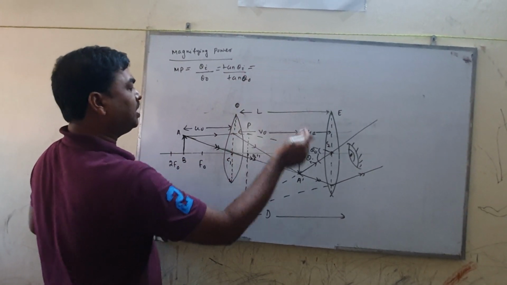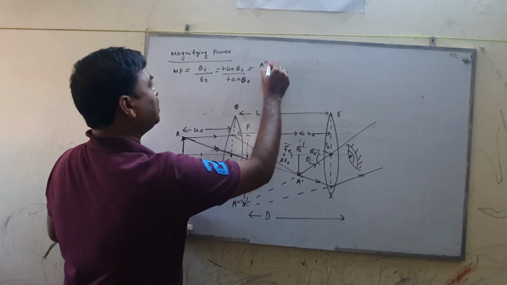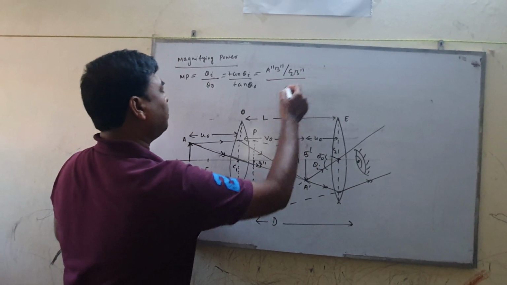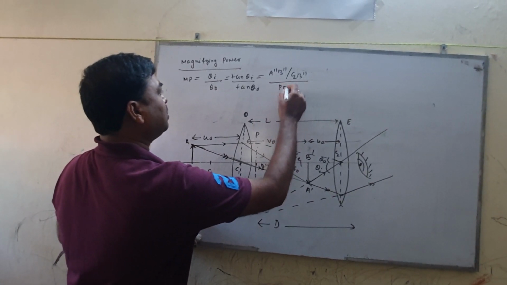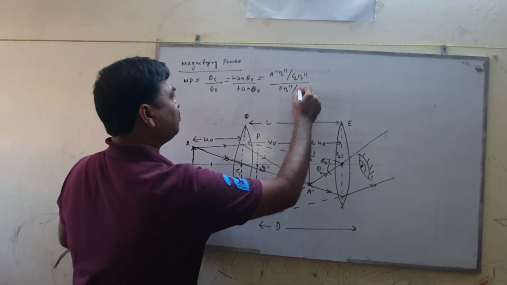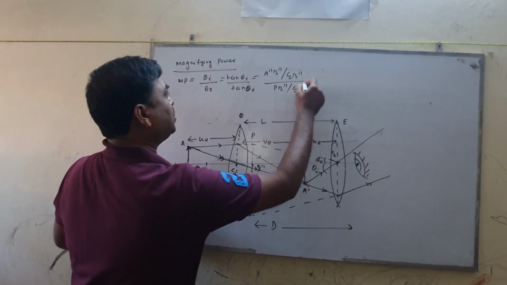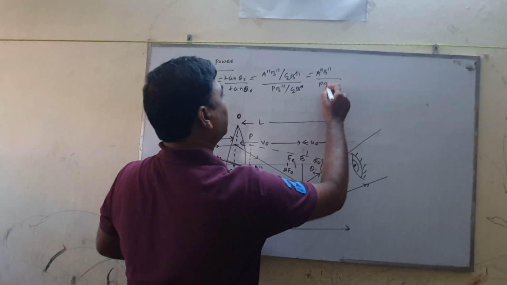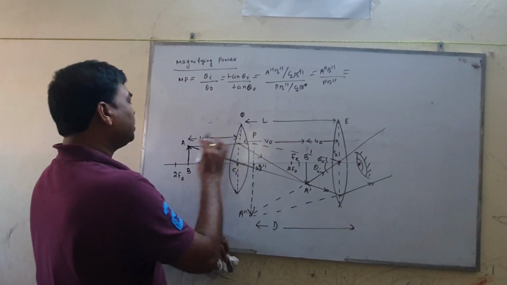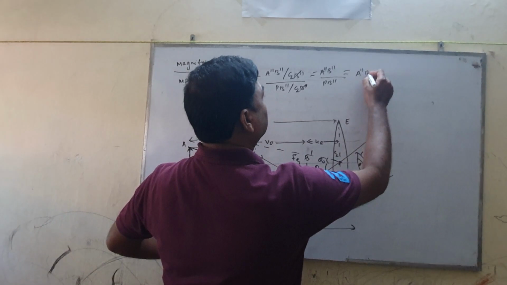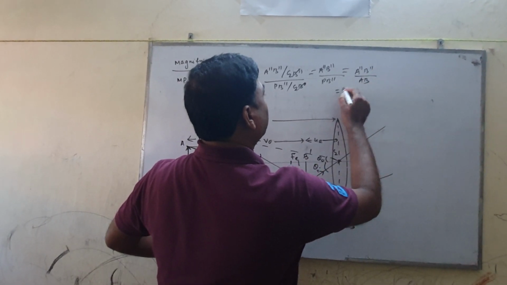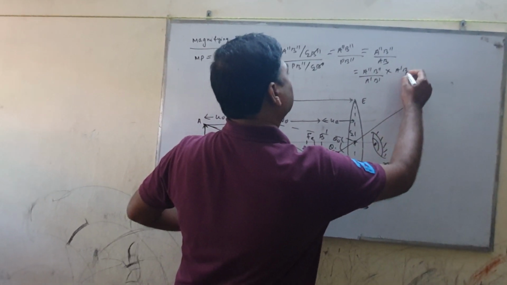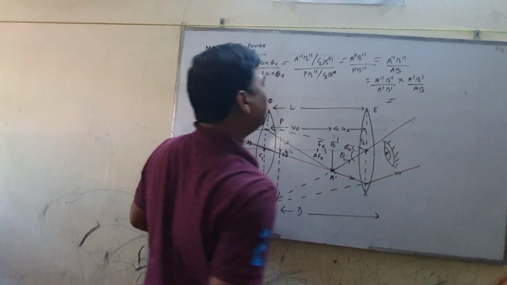By geometry, what is tan theta I? A''B'' divided by C2B'', and similarly tan theta O is PB'' divided by C2B''. The C2B'' cancels. This is A''B'' divided by PB''. By geometry, A''PB'' is equal to AB. So A''B'' divided by AB. You can write this as A''B'' by A'B' into A'B' divided by AB. But what is A''B''?